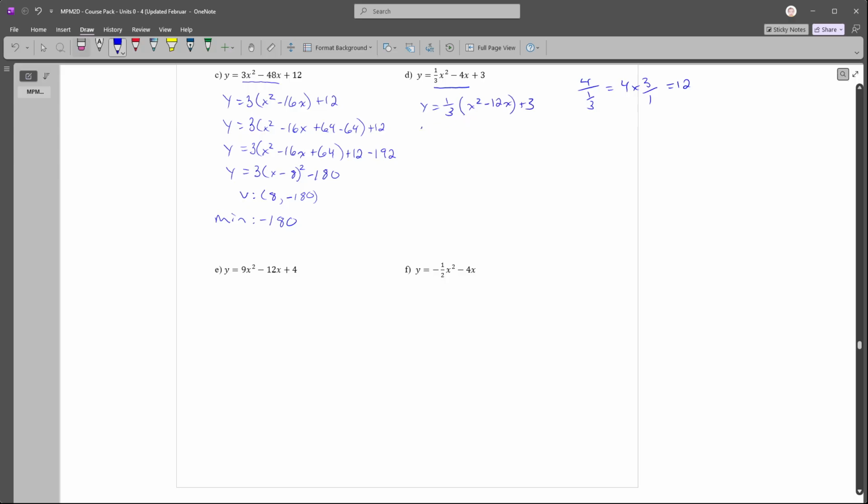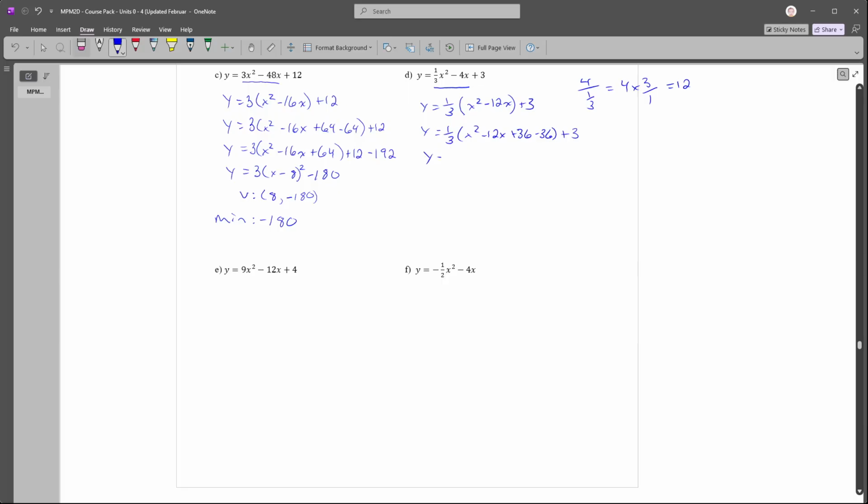Okay, now we go to the next step. y is equal to 1/3, and then x squared minus 12x. Now we need to add and subtract. Half of 12 is 6. 6 squared is 36, plus 36 minus 36. And then on the outside, we get our plus 3.